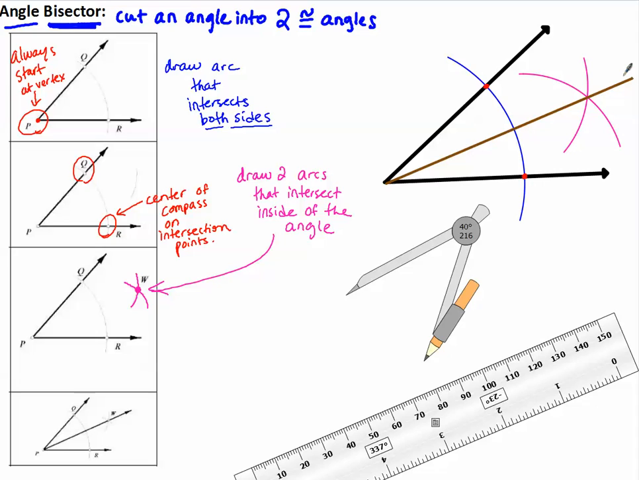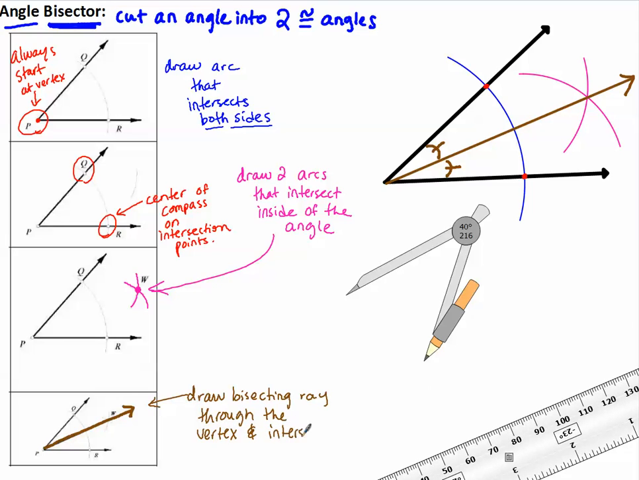Often you'll see a bisector made as a ray, but now you have two congruent angles. This angle right here is congruent to this angle right here, so I'll put my angle congruent marks. So my last step right there was to draw that bisecting ray. Draw the bisecting ray through the vertex and the intersection point of those two arcs from the last one. And there you have it.